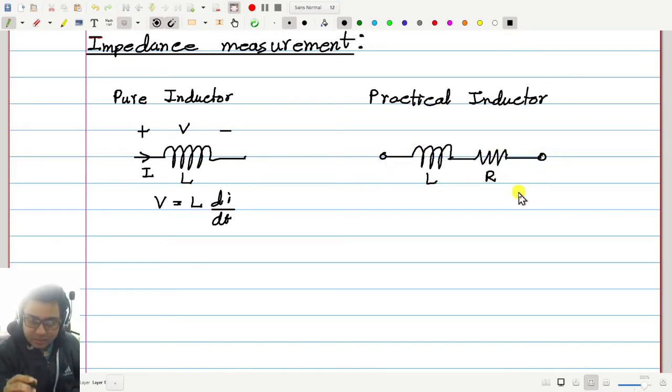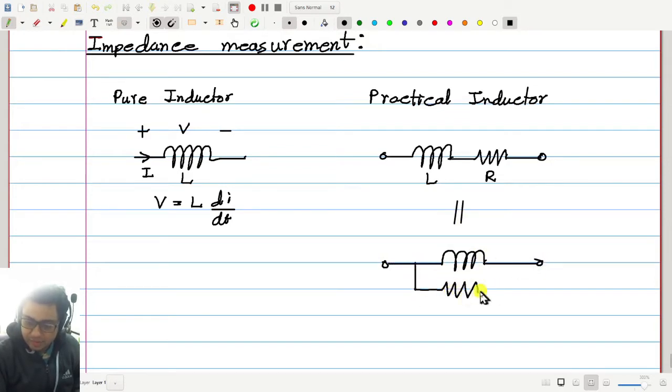Now, the point that I want to convey to you is that it is not necessary to always model a practical inductor as a series combination of L and R. We can always model a practical inductor as a parallel combination of L and R. Maybe it looks intuitive when you are thinking of an air core inductor, then this resistance is the copper resistance only, and then this series combination may look intuitive, but it is not necessary to model it always as a series combination.